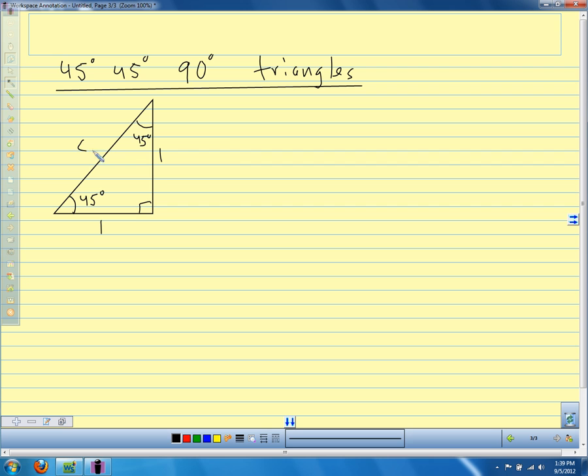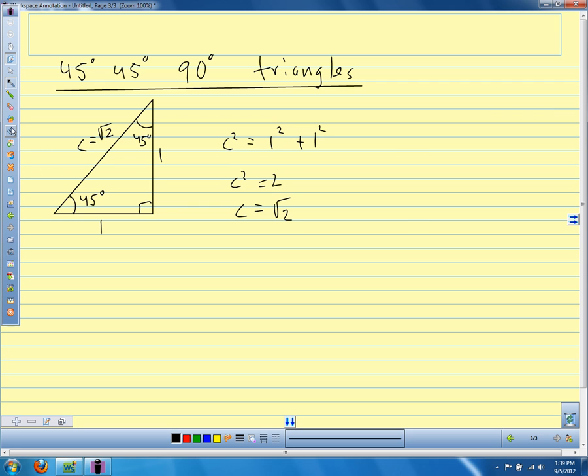If this is c, c squared equals 1 squared plus 1 squared. So c squared equals 2. So c equals square root of 2. So on a 45, 45, 90, if the side lengths are 1, the hypotenuse is square root of 2. And that works for 45, 45, 90 no matter what the side lengths are. These two sides are always the same. The hypotenuse is square root of 2 times the side length.